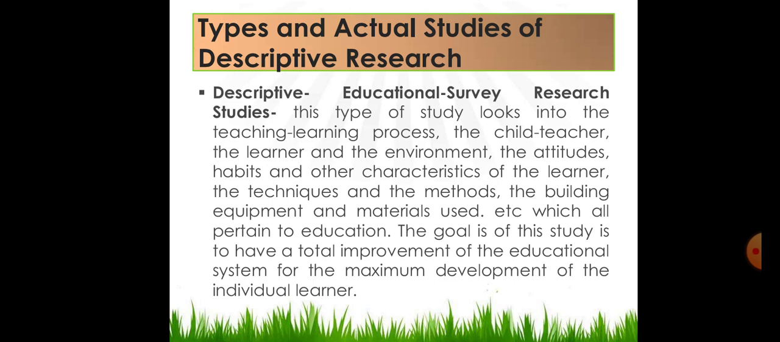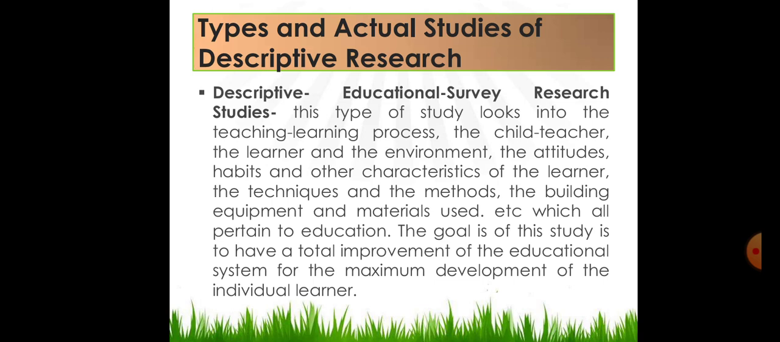Jadi this type of study looks into the teaching learning process, the child, the teacher, the learner and the environment, the attitude, habits and other characteristics of the learners, the techniques and the methods, the building, equipment and material used, which all pertain to education. So the goal of this study is to have a total improvement of the educational system for the maximum development of the individual learner. Ya, jadi educational survey research ini bisa sekali kita gunakan.